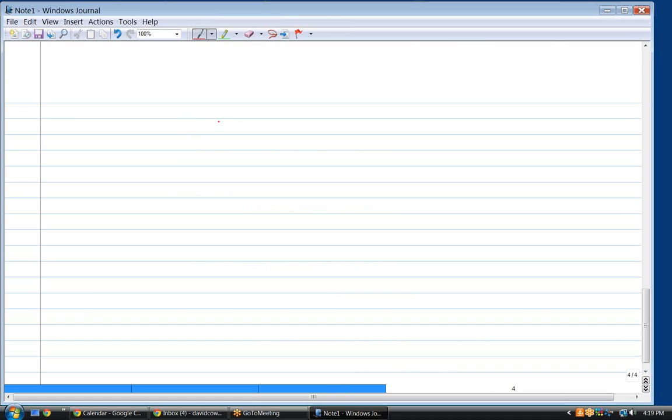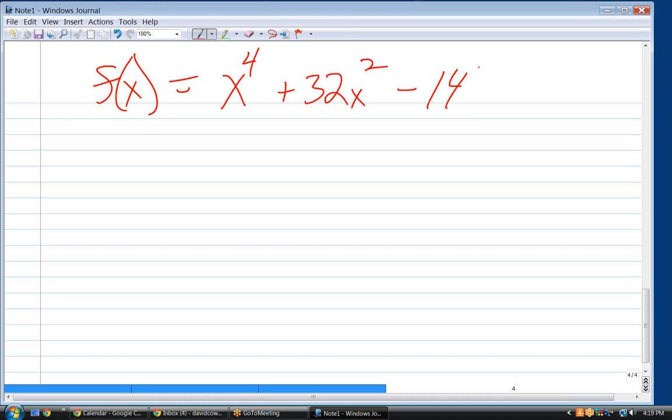Just finding the zeros of polynomial function and write the polynomial function in factored form. So. Okay. What's the polynomial? F of x equals x to the fourth plus 32x squared minus 144. X to the fourth plus 32x squared minus 144?